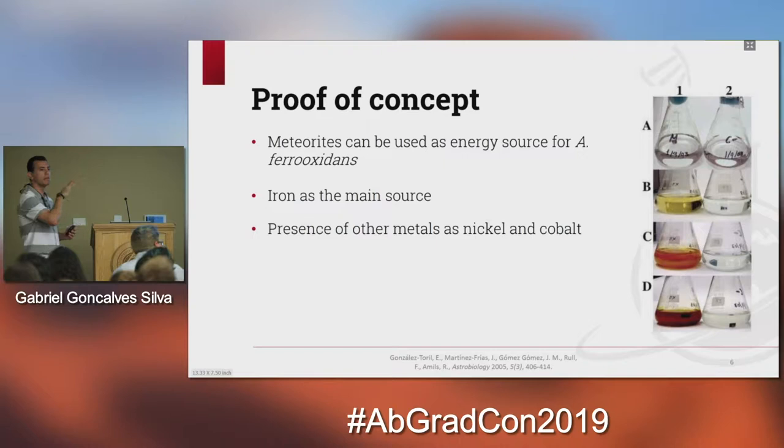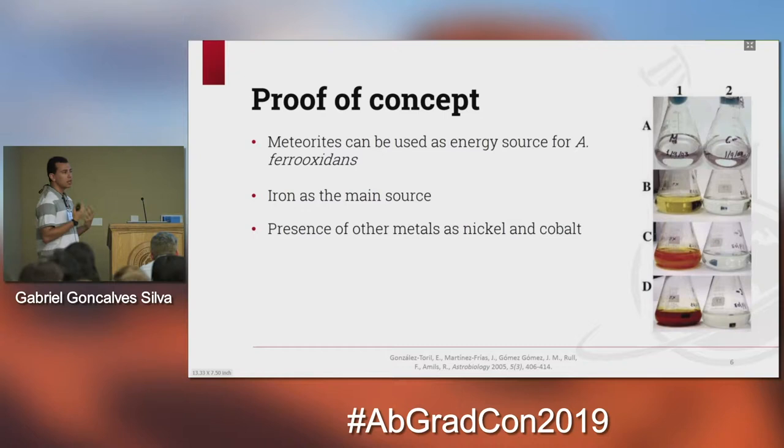But okay, we can grow bacteria there, but could the other components make it worse for the bacteria? Could they be a challenge for something much bigger, like a bioleaching process in space? There's another work from 2009 that tried almost the same idea, a little bit more complex, developed to really understand how the meteorite composition could become a challenge for this bacterium to be used in a much larger process.